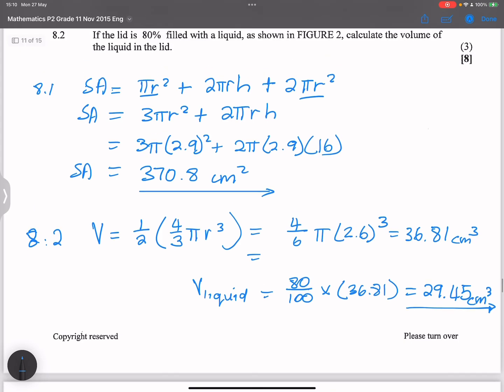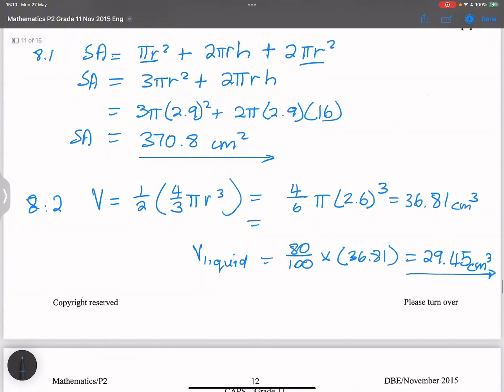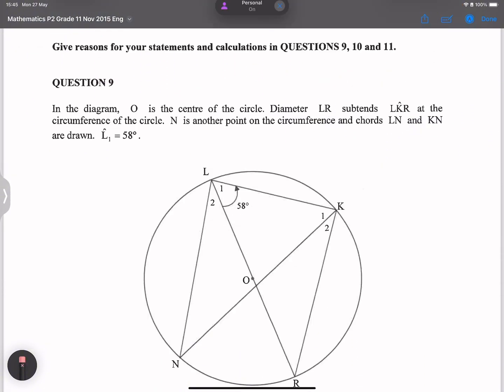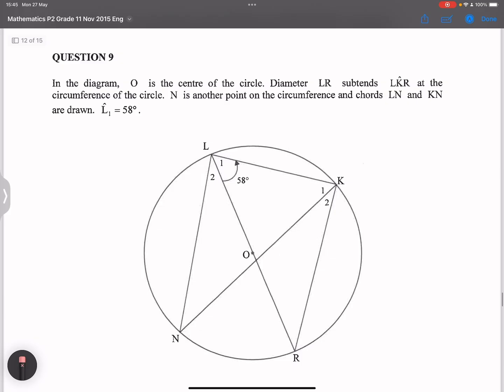And let's go now into the next section, which is trigonometry, geometry. Question 9: they say give reasons for your statements and calculations in questions 9, 10, and 11. So in the diagram we've got O, which is the center, and diameter LR. Notice that they say this is a diameter, which already tells us that this angle here must be equal to 90 degrees. So that would be the angle at semicircle.